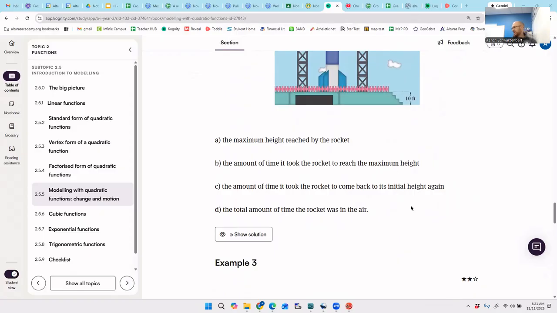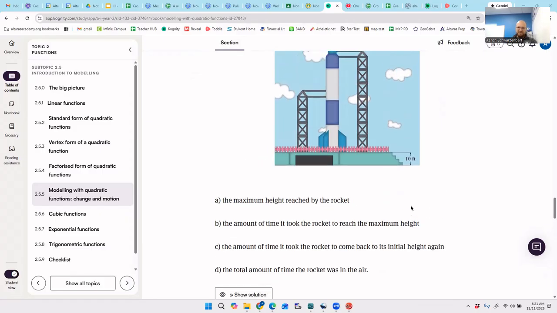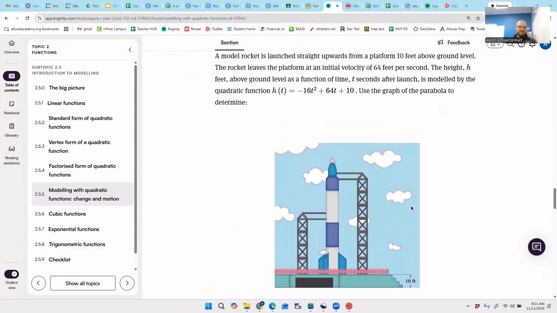Again, same thing. One of the keys to this equation is the negative 16; this part is always the same for feet. It's negative 4.9 if it's meters. That 64 is the initial velocity. The 10 is the initial height.